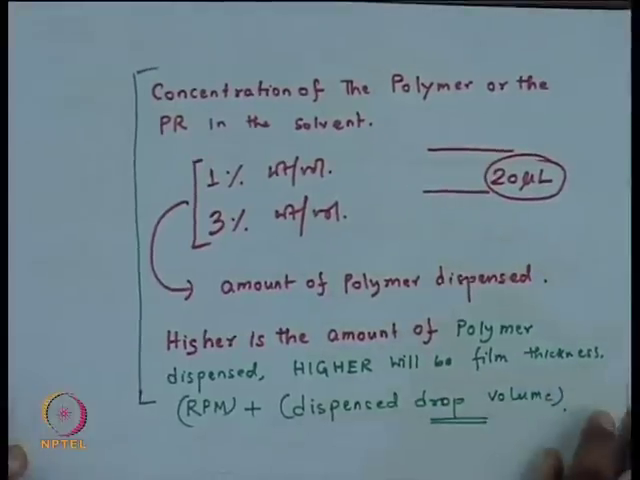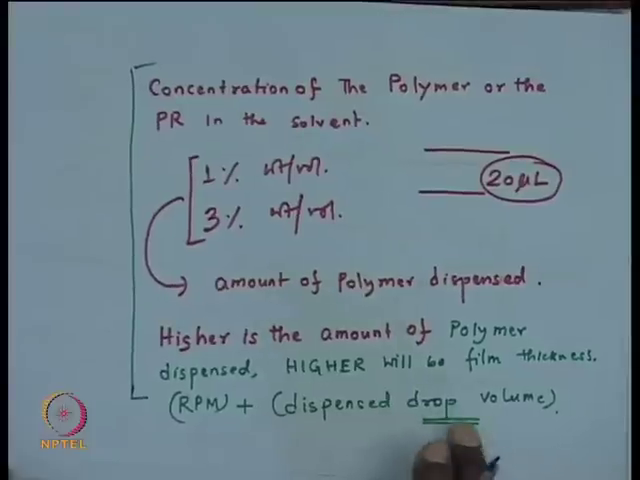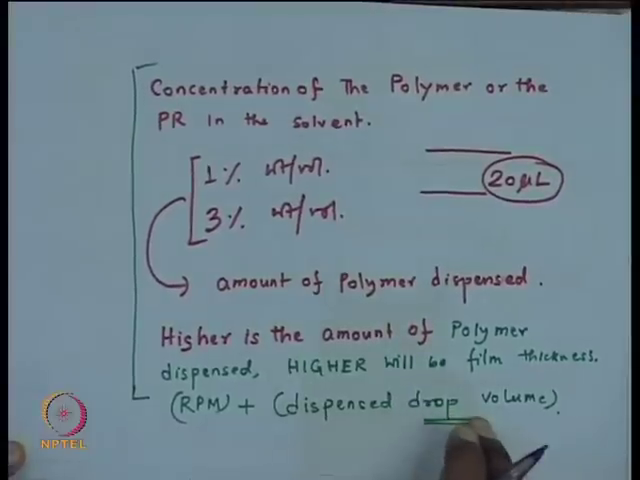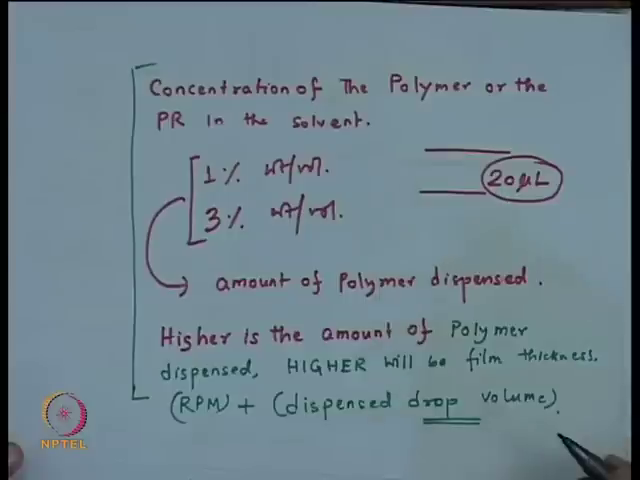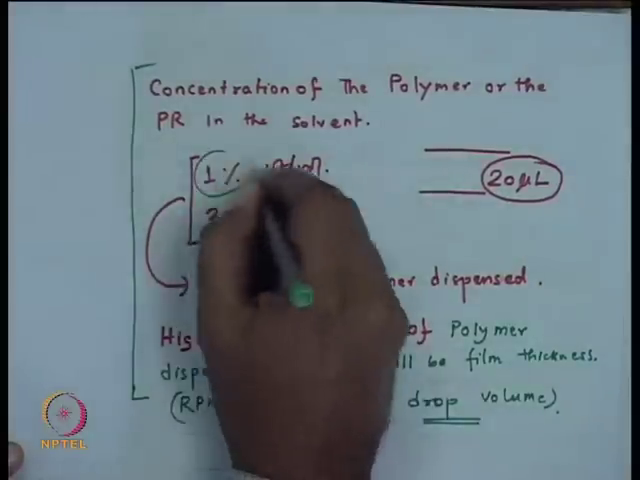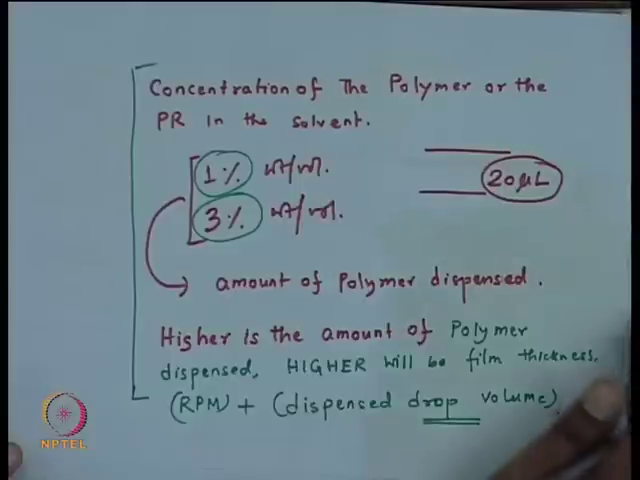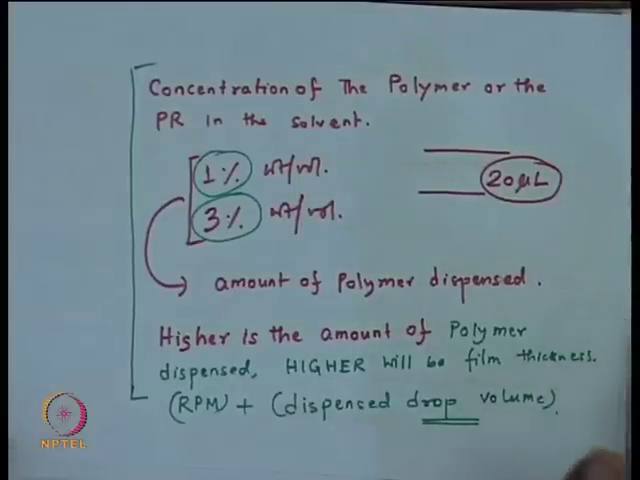The dispensed drop volume is also important from the same standpoint, because in a circuitous way this dictates how much polymer you are dispensing on the substrate surface, not on the film surface, on the substrate surface. And this again tells you the relative percentage of polymer or photoresist that is going to be eventually deposited on your substrate.